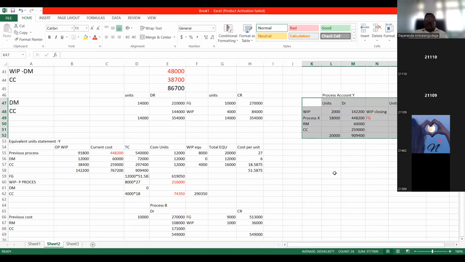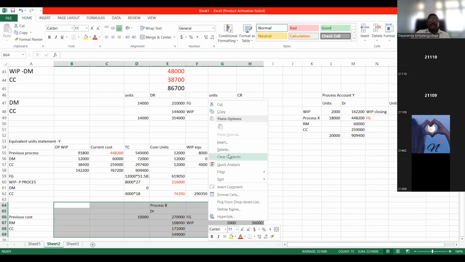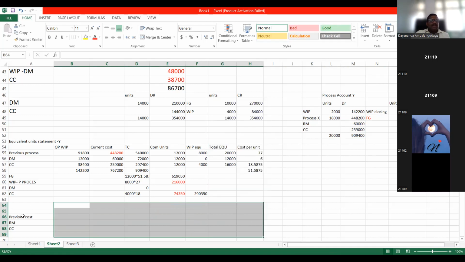Okay, so far what we did discuss was the weighted average costing method. Weighted average costing method. This is process B.